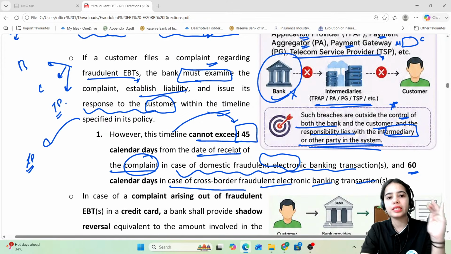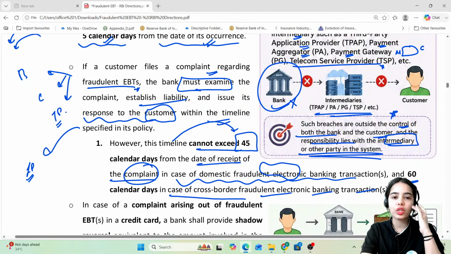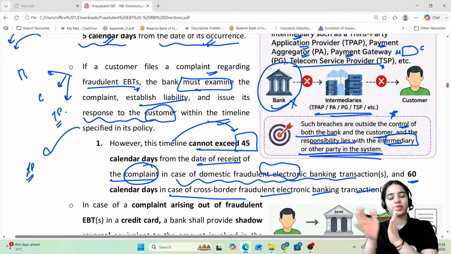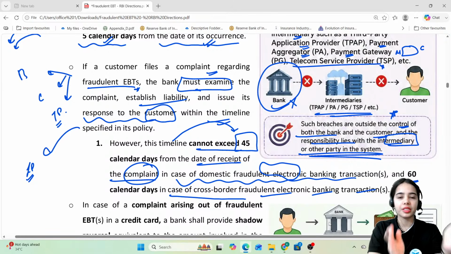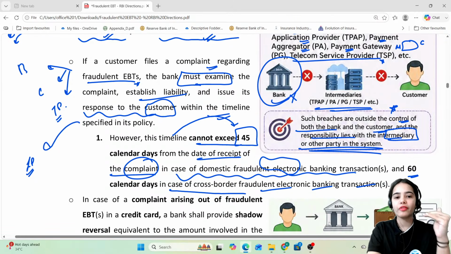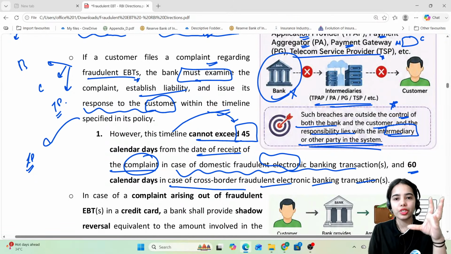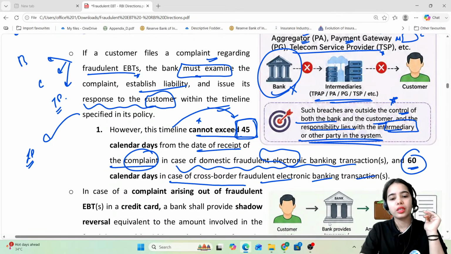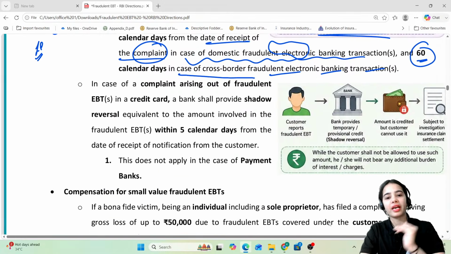So I hope this is clear that if a customer files a complaint that this fraudulent electronic banking transaction has happened, first of all the bank has to see whose responsibility it is. Is it the responsibility of the customer only, or of a third party? After examining, and this examination should finish, the customer should be responded to within 45 days in case of domestic fraudulent electronic banking transaction, and within 60 days in case of cross-border fraudulent electronic banking transaction.